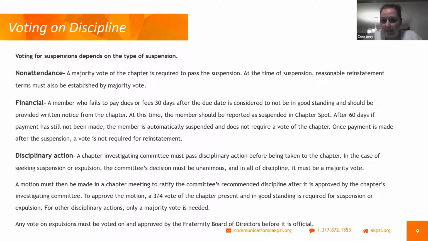The next one is financial. So a member who fails to pay dues, again, they can be brought up for suspension. The last one is disciplinary action. This is a big one.